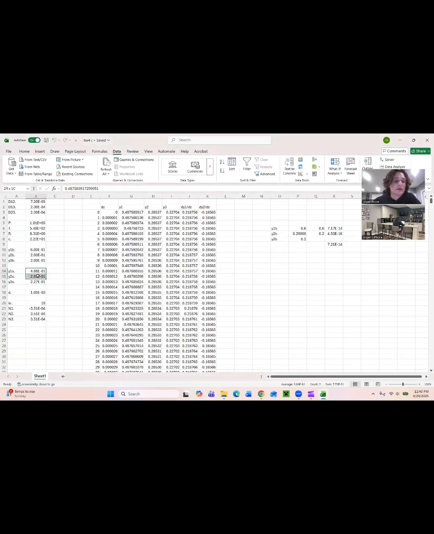And we get 4.88 times 10 to the negative 1 and 2.85 times 10 to the negative 1, but our bulk values are exactly what we want them to be, 0.2 and 0.6, right? And this is essentially 0, which is the overall goal of this, right?